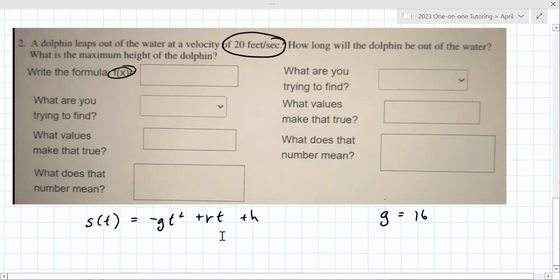The vt. Yes, it's just the v, so it's plus 20t minus 16t squared. Now, because it leaps out of the water, imagine here's the water, it leaps out, comes back down. What does h equal at the water level?